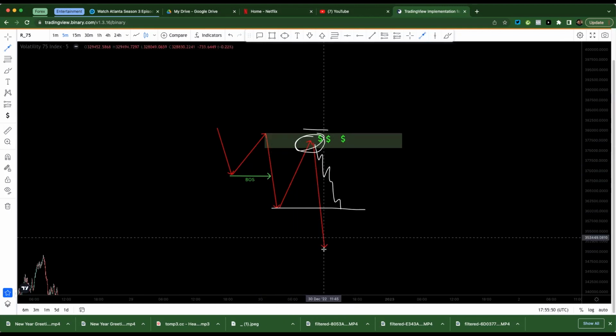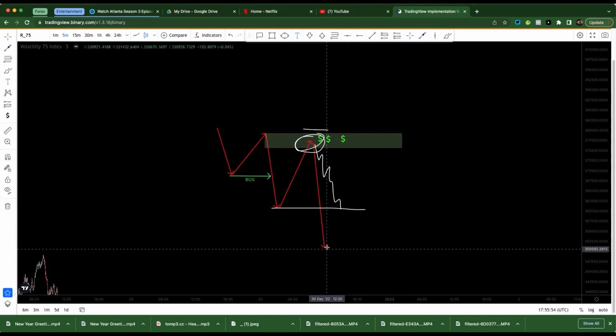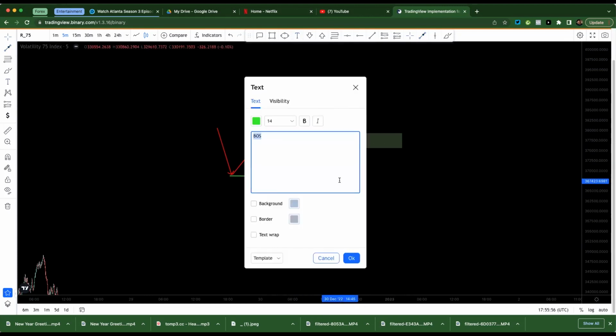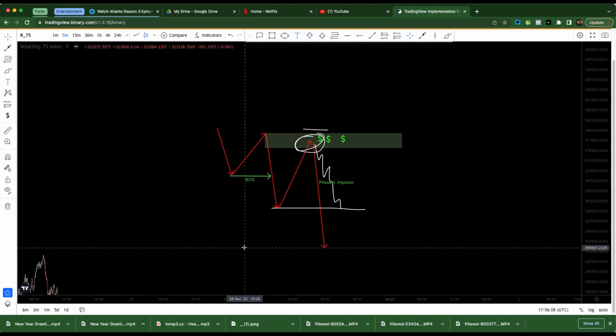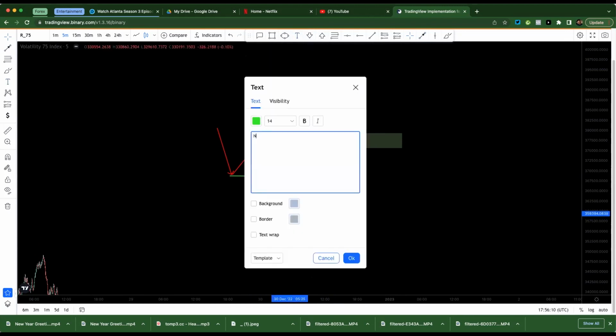Now you can clearly see that we have a new breaker structure. That new breaker structure, you see that impulse move, you can also start calling phase one. Phase one is the impulse. We got the breaker structure, and you can also mark your BOS, which stands for breaker structure.